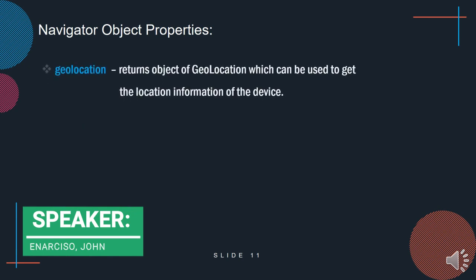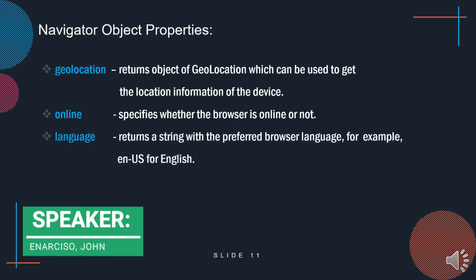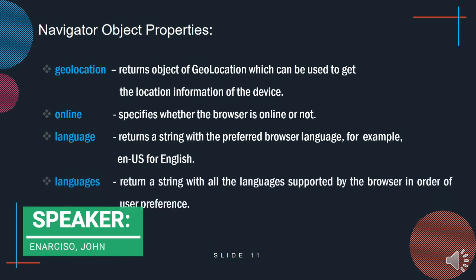geolocation returns an object of geolocation, which can be used to get the location information of the device. onLine specifies whether the browser is online or not. language returns a string with the preferred browser language, for example, en-US for English. languages returns a string with all the languages supported by the browser in order of user preference.